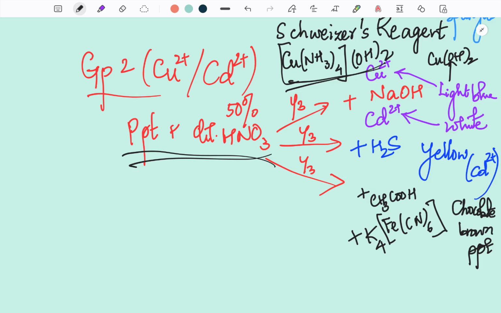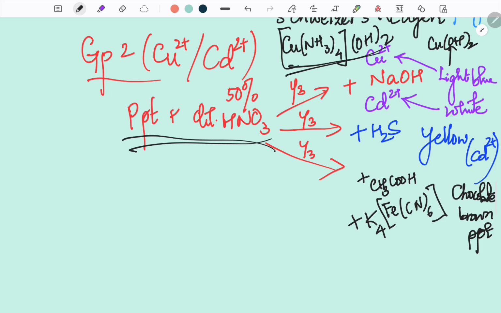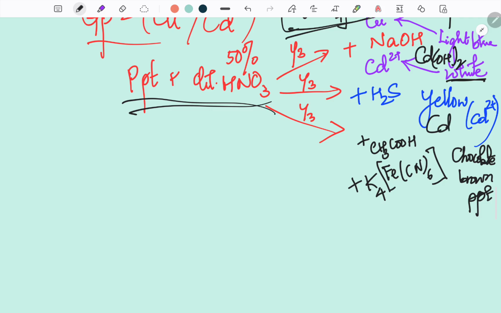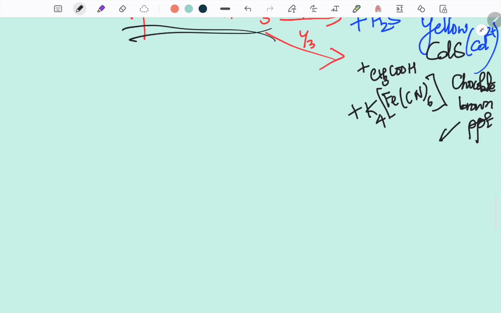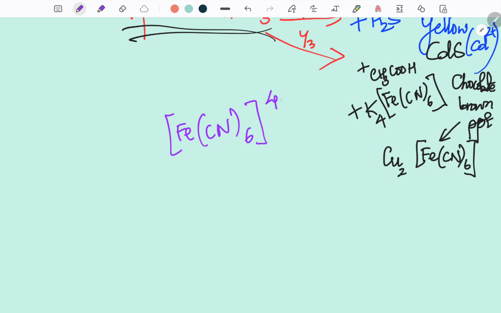grade 12 chemistry syllabus. The white precipitate which is formed is actually cadmium hydroxide, Cd(OH)2. Then the yellow precipitate formed here is cadmium sulfide, and this chocolate brown precipitate is copper ferrocyanide. So ferrocyanide is actually a coordination entity, and it is an anionic species because it has a charge of -4. If you see ferrocyanide, it has a charge of -4.